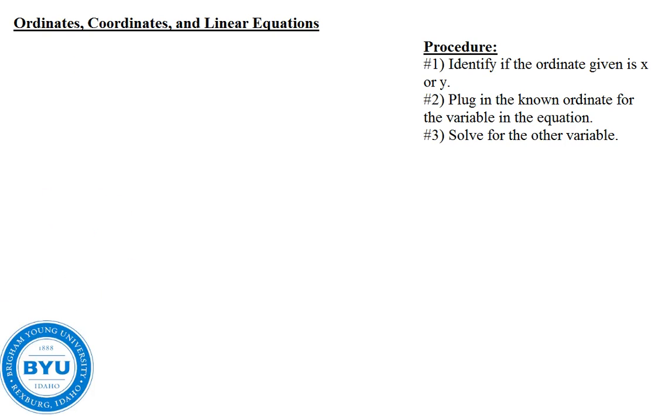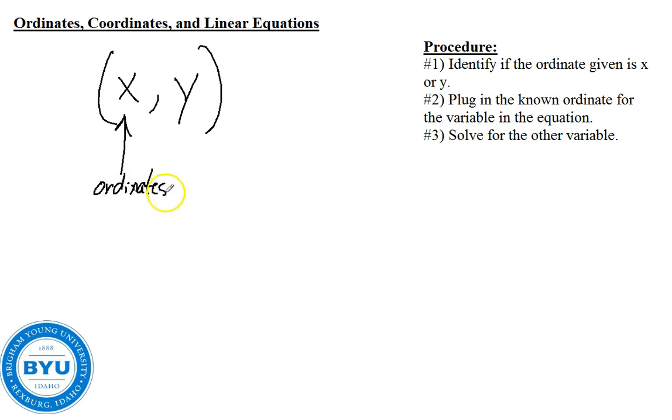So all points are created out of two variables, an x and a y. And each of these are called ordinates. If you have two of them together, then they are coordinates.